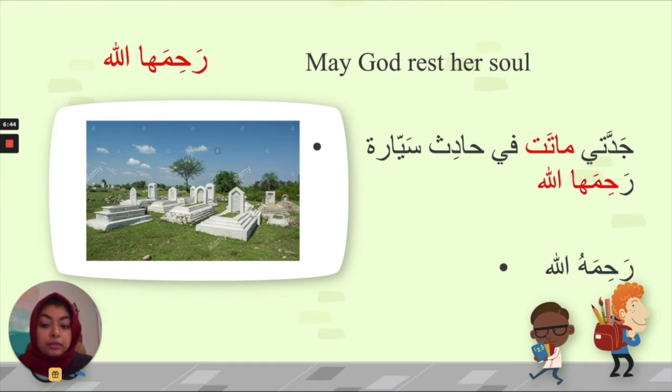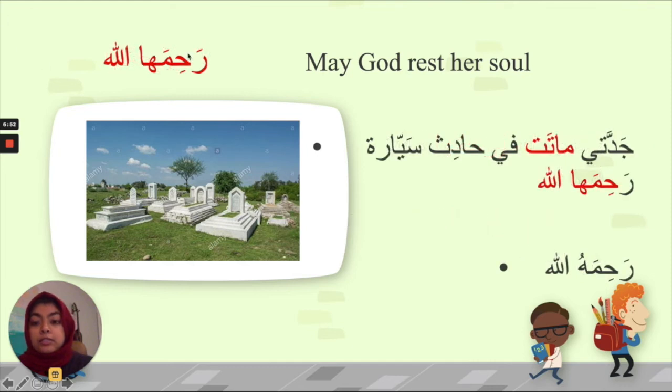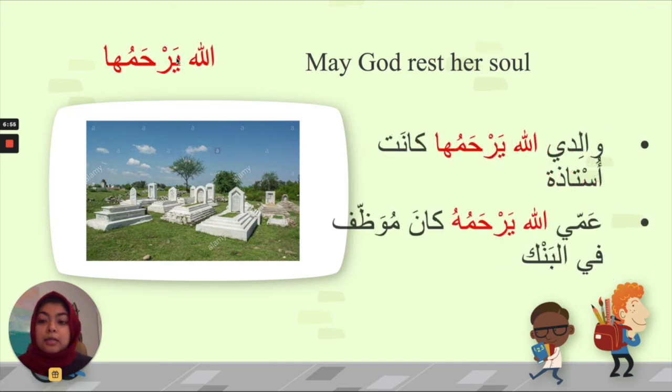So you could flip these two words and we would get Allah yarhamuha. This right here is just a past tense version of that verb. This right here is a present tense version of that verb, meaning the same thing, to bless or to rest their soul, or to have mercy on their soul. So the pronoun here just goes at the end of the verb. Allah yarhamuha. Allah yarhamuhu. Allah yarhamuhum, if you're talking about may God rest their souls, or may God have mercy on their souls.